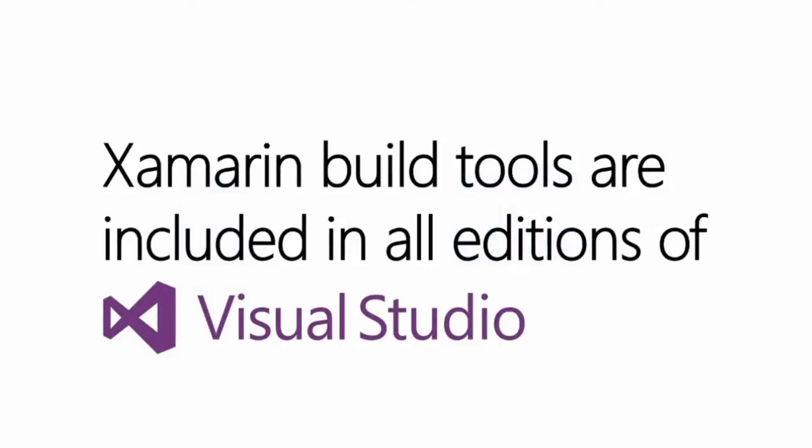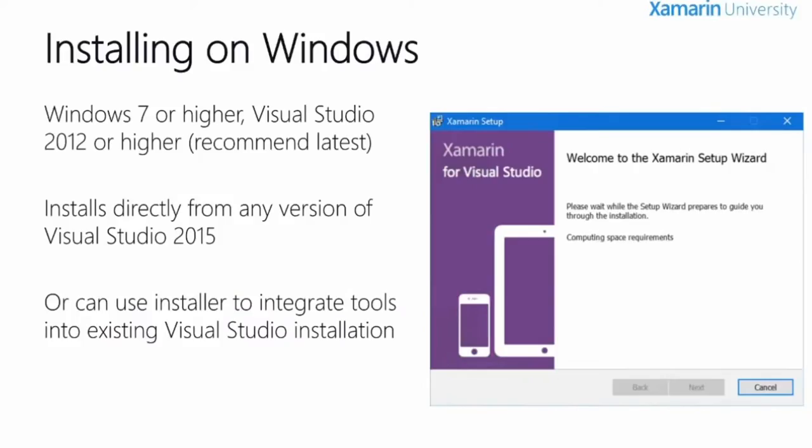Xamarin is included in the installer for every version of Visual Studio 2015, including the Community Edition. And this means that you can get started building Xamarin apps completely for free. If you're using Windows, you'll need at least Windows 7 and at least Visual Studio 2012. And of course, we recommend the latest release version with all the applied updates. Like I said, you can use Visual Studio 2015 Community Edition, which is free.